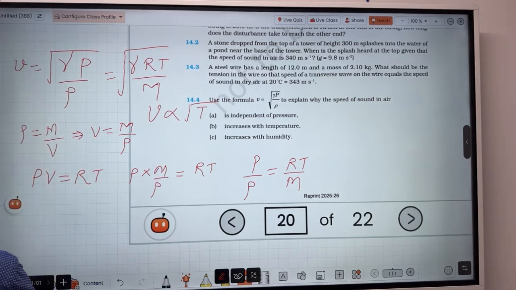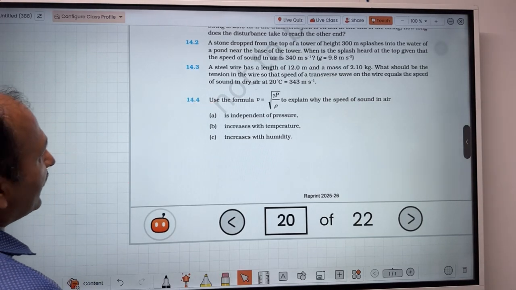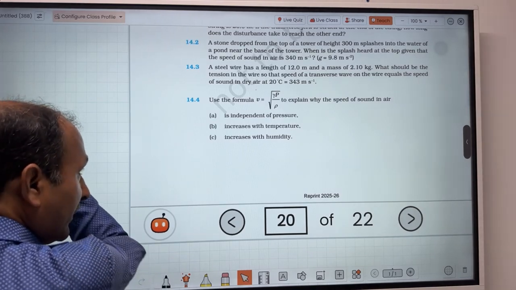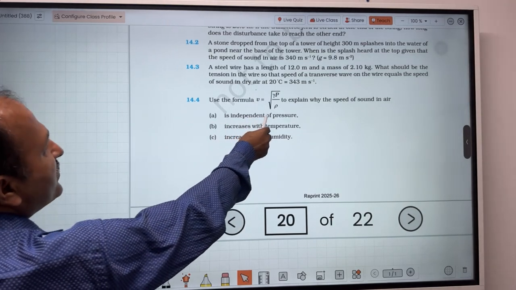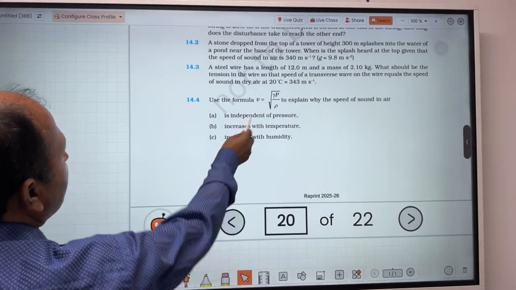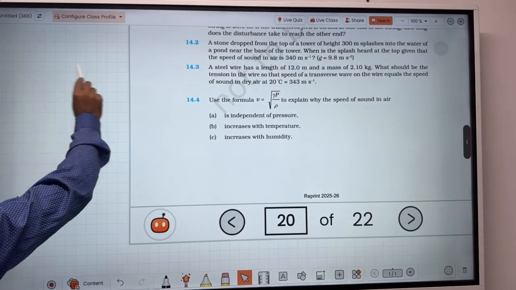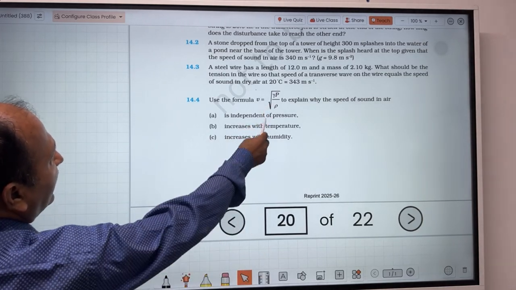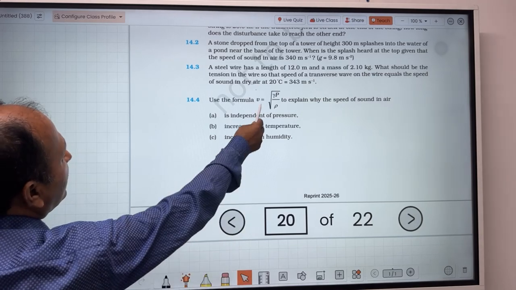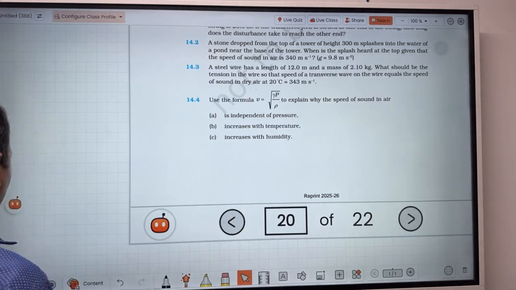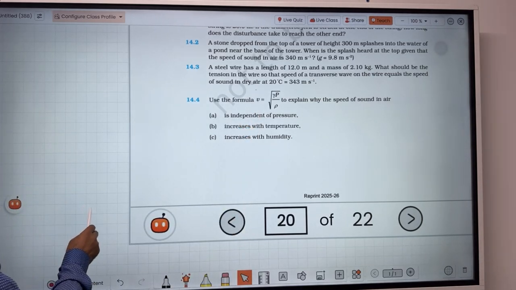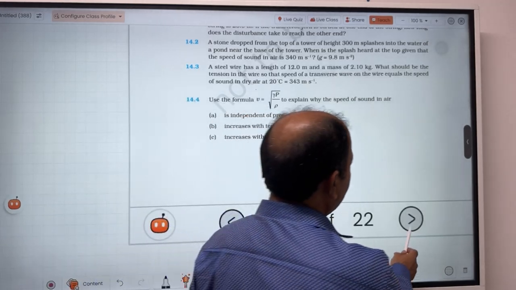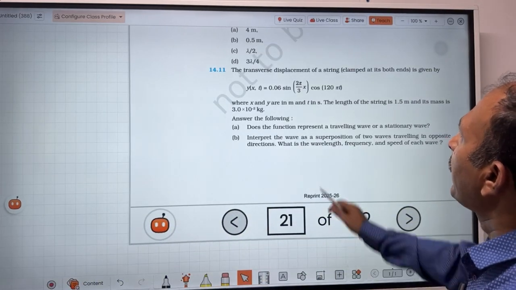Next point is increase with the humidity. So here, what happens to density? When there is humidity, density will decrease. If density decreases, then obviously velocity will increase. Correct?